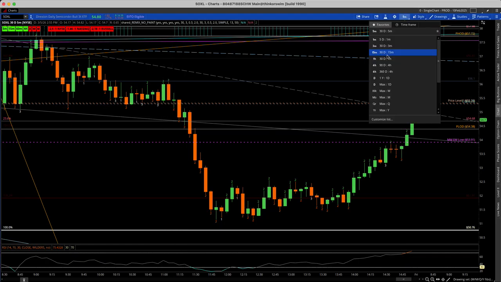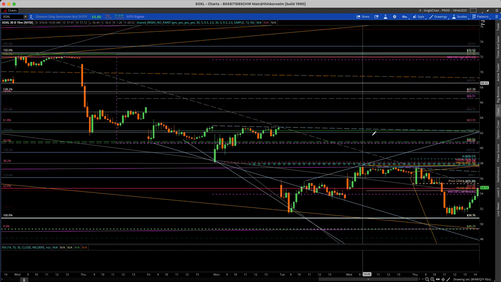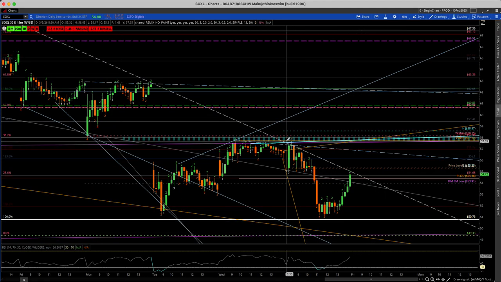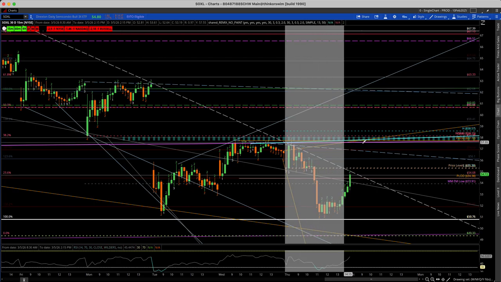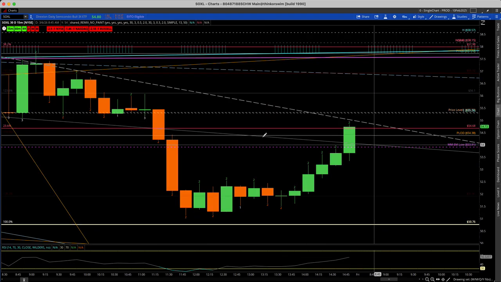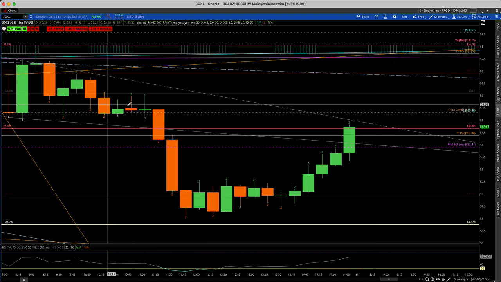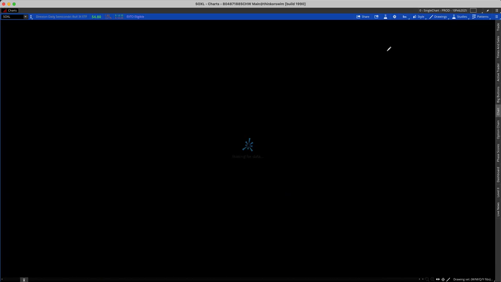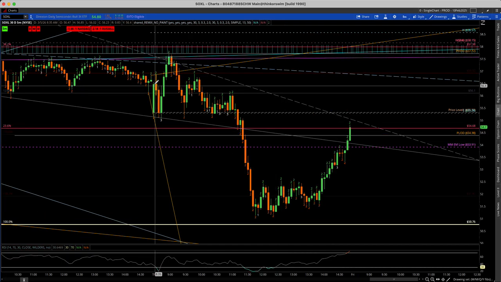If we go to the 15-minute, we were making a lower high and then a lower high before we dropped out. So that was another reason why we decided to stay in those puts as well, and that ended up rewarding us.